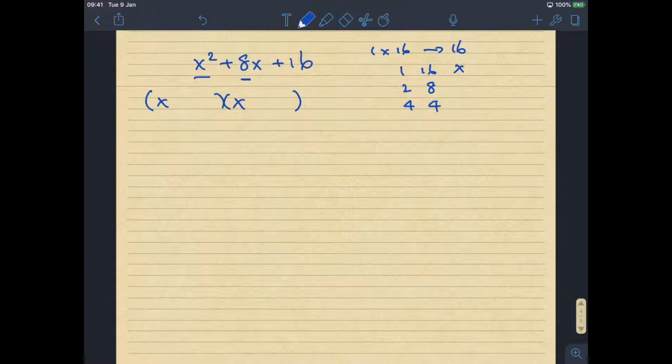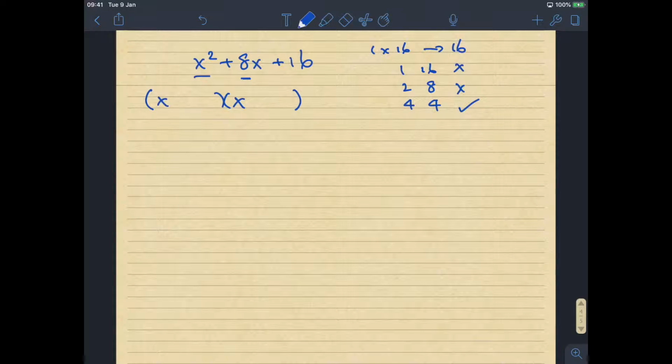2 and 8, we can add them up, we get 10. We take one away from the other, we get 6. It could be minus 6 or plus 6, either way is wrong. 4 and 4, now we're talking, we can add them up and we get 8. So it must be this one. And since we've got a plus 8, it must be plus 4 and plus 4. So we write plus 4 here, and the equation is factorized.